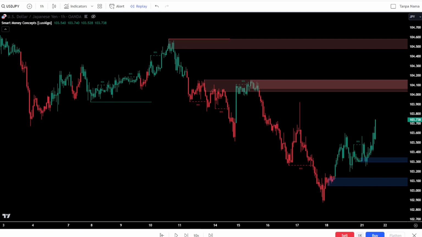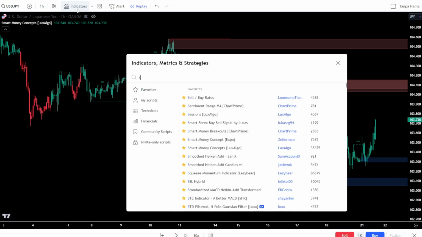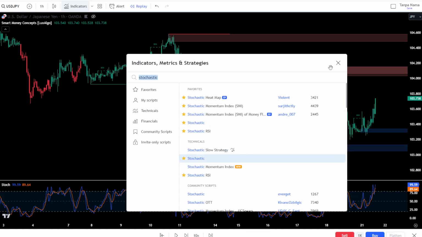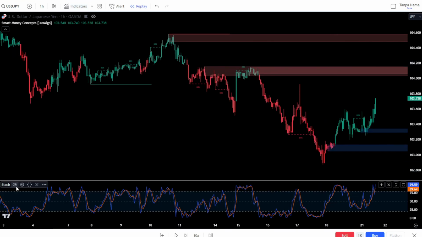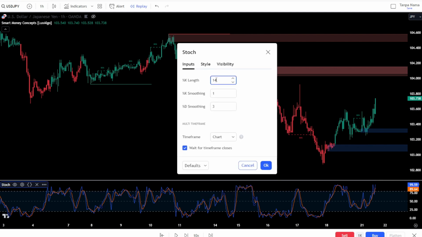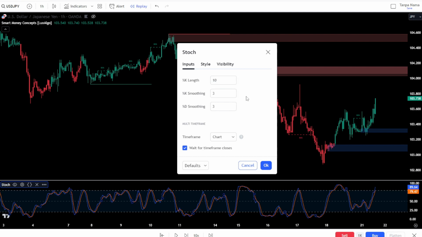Now, let's add another indicator that we will use as a trigger for market entry. Go back to the Indicator Search tab. Then type Stochastic. Select the default stochastic from TradingView. Now, let's configure the settings for this stochastic oscillator. In the Input tab, change %K length to 10, %K smoothing to 3, and %D smoothing to 3 as well.